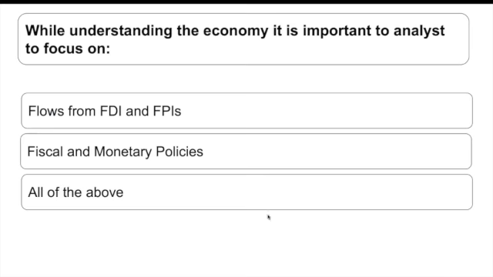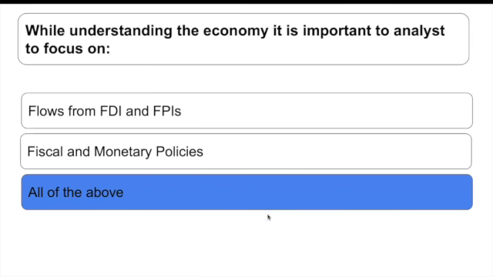Going to the next question. While understanding the economy, it is very important for analysts to focus on A. Flows from FDI and FPIs. B. Fiscal and monetary policies. C. All of the above. And the correct answer is all of the above.